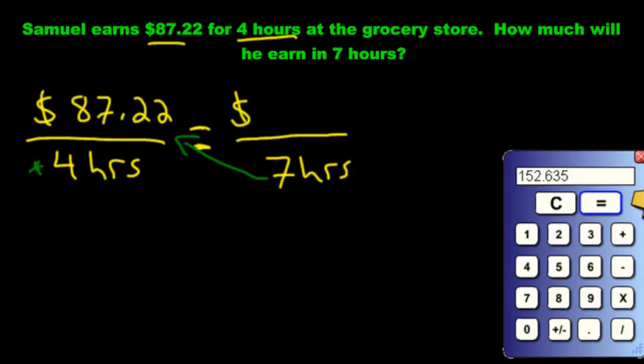$152.64. So we have $152.64, and 64 cents because the 5 bumps up the 3, right? That's how much he makes in 7 hours. Now, what if you wrote this differently? What if you wrote the 4 hours on top and the money on the bottom? Well, that just means you have to flip the other side too so that they line up. See, hours have to line up with hours across from each other and dollars with dollars.